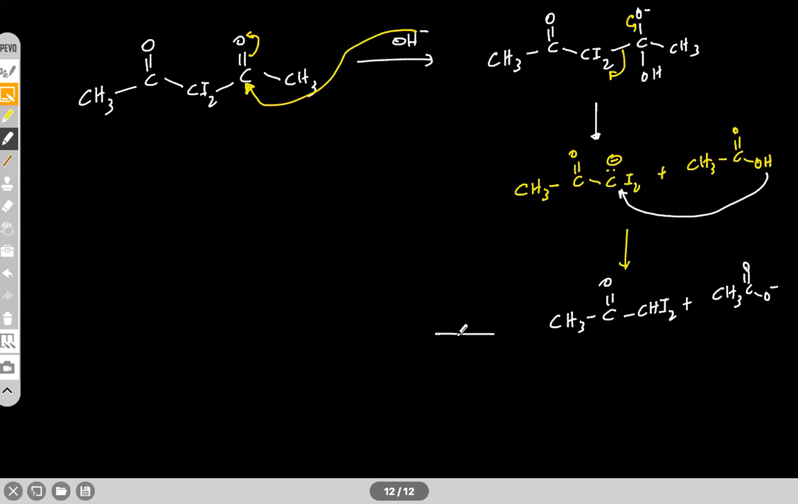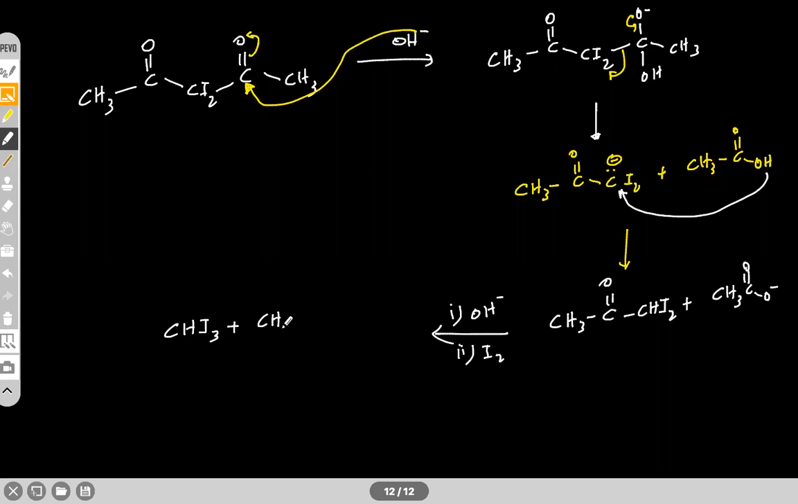Now this one we have already done. It again reacts with OH minus and then I2. So it converts into what? Final reaction, I'm writing it down. It is CHI3 plus CH3, C double bond O, O minus. Tell me, is it correct?